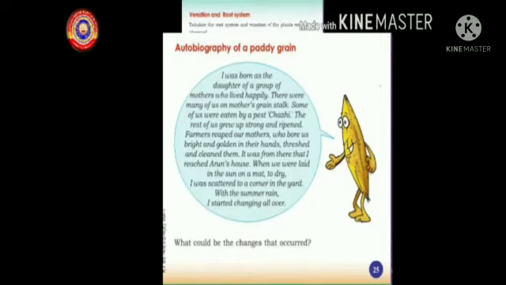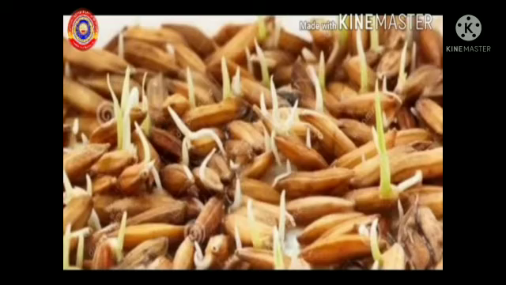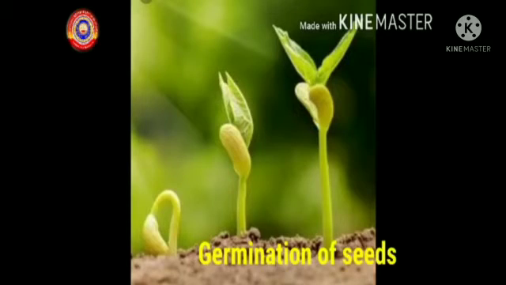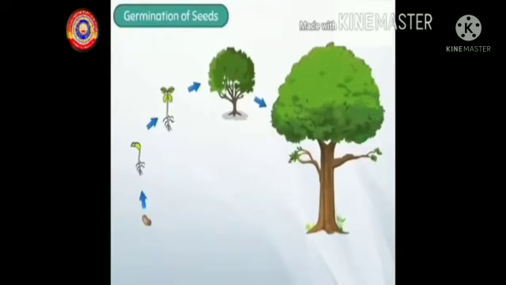At last in its story, the paddy grain says that during the summer rain, it started changing all over. Do you know what could be the changes that occurred in the paddy grain? The paddy grain germinates. Germinates means begins to grow while absorbing water. So today we are going to study the germination of seeds. That is how a small seed develops into a big plant or tree.